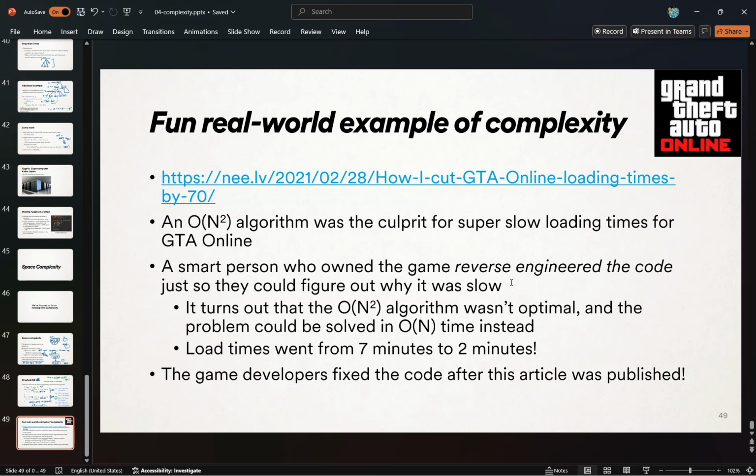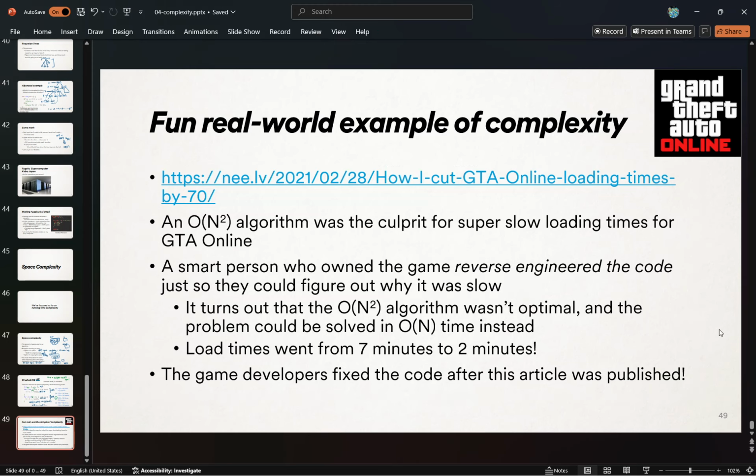Where's the game stuck in its code while I'm waiting for the loading to go away? And so they noticed that, oh, this was an n-squared algorithm that was being used to do something, but there's a better way to do that same thing. There's a linear time way to do it.